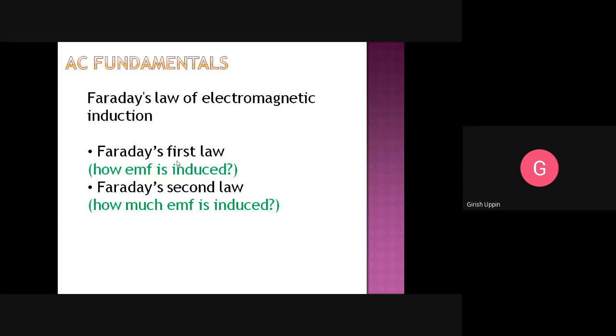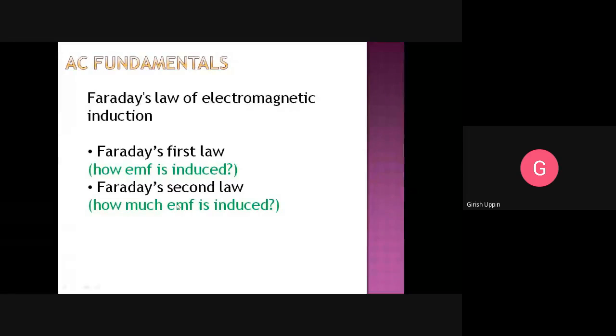For example, you have a magnet and you have a coil, a conductor wound as a coil. Whenever the flux linked with that coil changes, for example when you move the magnet towards the coil, the flux linked with the coil is changing, and that change will produce an EMF in the coil. That is the first law.